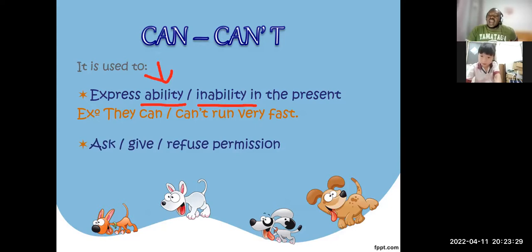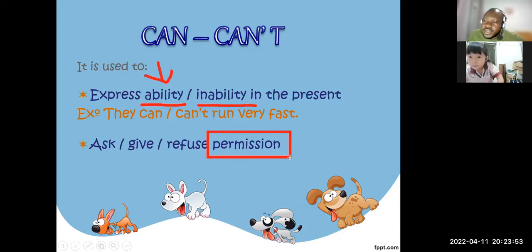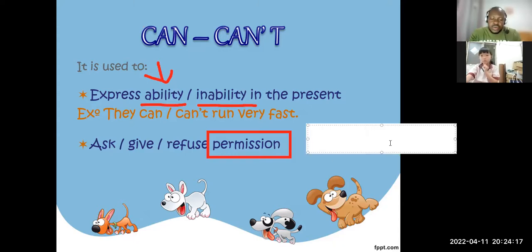So you can ask for something, or give permission, or refuse permission. What is permission? Permission is to allow somebody to do something. For example, your mom can give you permission to use the computer. So she is allowing you to use the computer, right? You know how it is to allow, right?